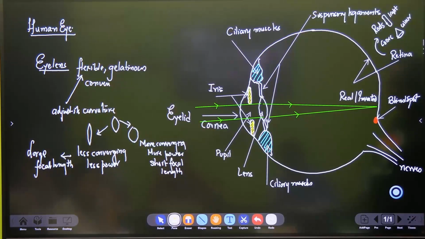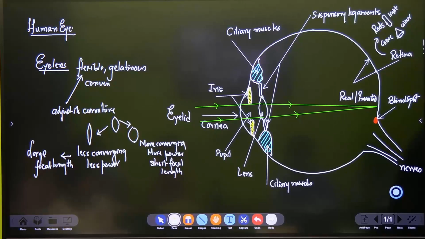Yes, the signal is in the form of a current. So how does that signal pass from the rods and cones? These are all photosensitive cells, photocells. Whenever light falls on a photocell, it will give you a voltage, just like a solar cell. So the intensity depends upon, this is complex biochemistry.